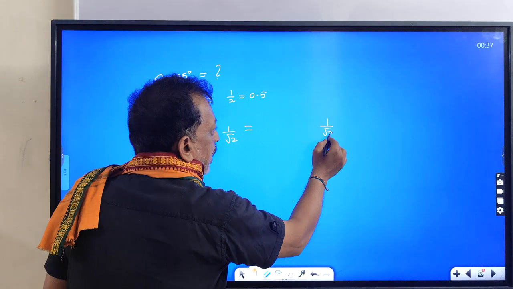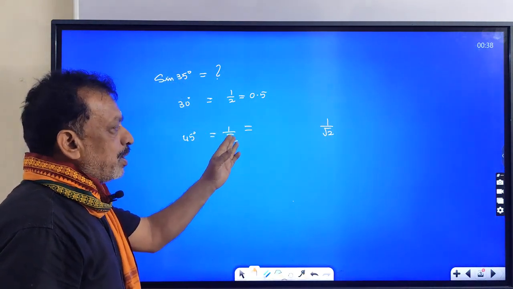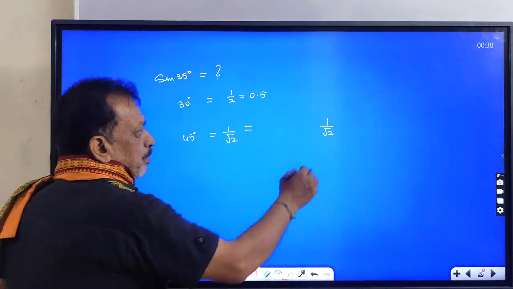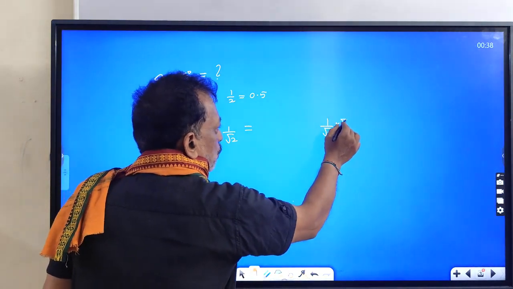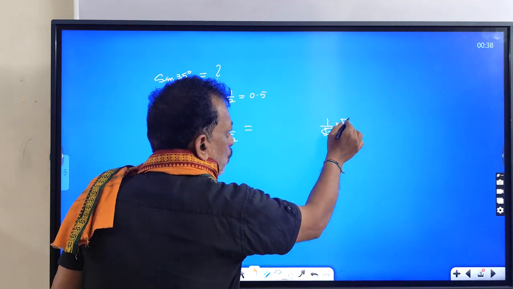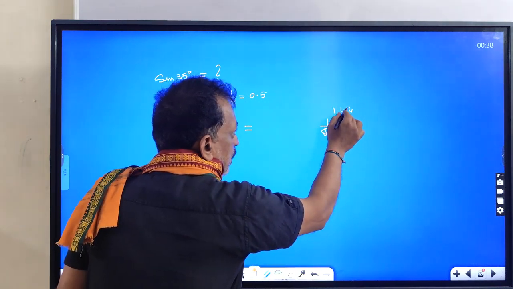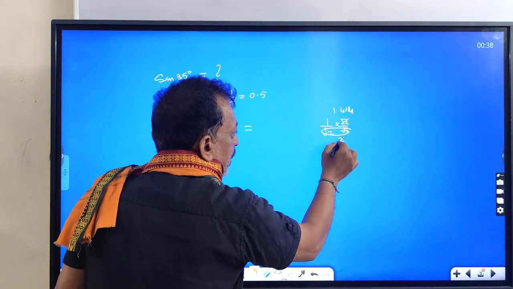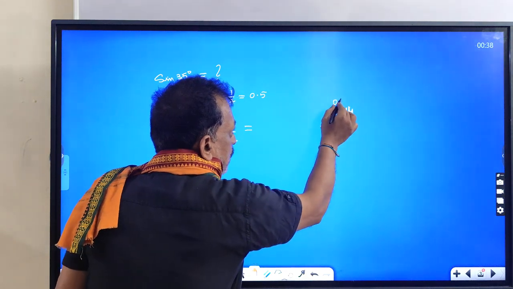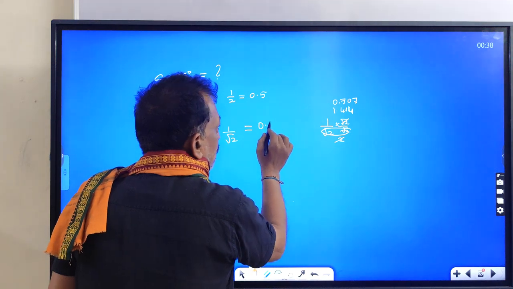For the simplification of 1 by root 2, don't take the root 2 value 1.414, because 1 by 1.414 is laborious work. Instead, you multiply and divide with root 2. So, root 2 into root 2 gives you 2. Root 2 value is equal to 1.414. In AC circuits, you are going to get 4. So, cancel this, and you get 0.707. Understood? So, this is 0.707.